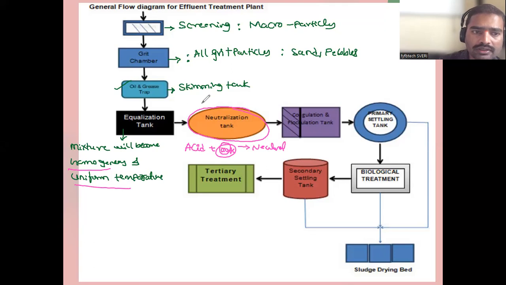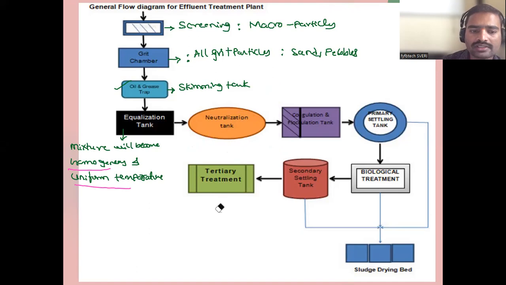If your sewage wastewater is in basic, alkaline condition, what will you add? Acid. Which type of acid? HCl, or H2SO4. You will add HCl or H2SO4, so that your sewage will become neutral in the neutralization tank. Is it clear? What is the function of the neutralization tank? Our sewage will become neutral.